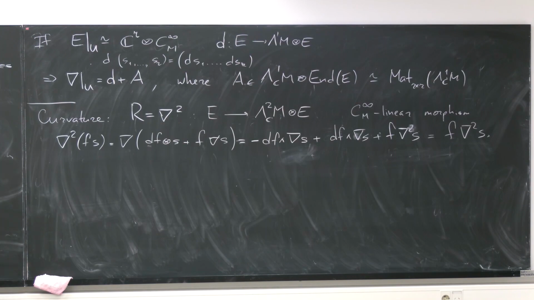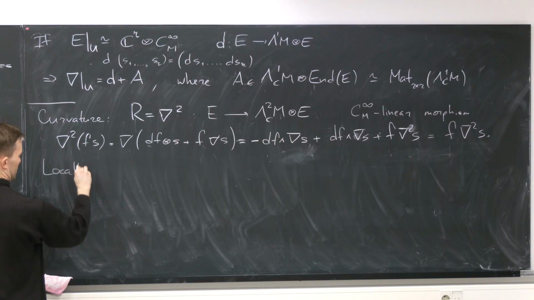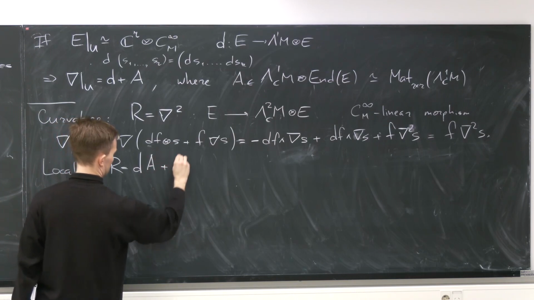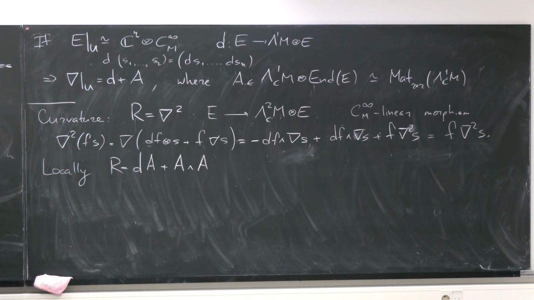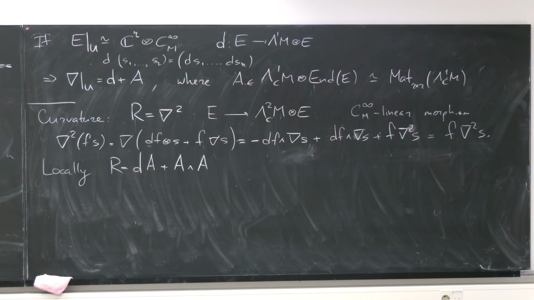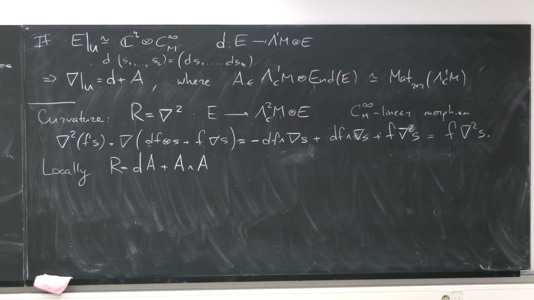The local expression for curvature is that, if I write it like this, then locally R is given by the following formula: dA plus A wedge A. So that's a matrix of one forms, and I apply the differential to each component of this matrix, and this is just the matrix product, but when I take the product, I multiply the components by taking the exterior products of the components of these matrices. All right, so that's the expression for curvature.